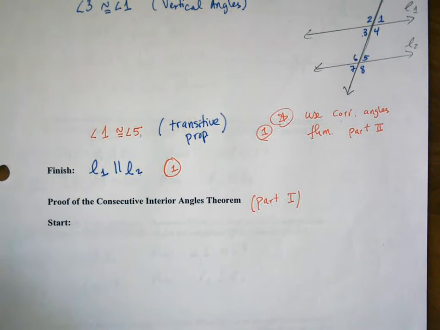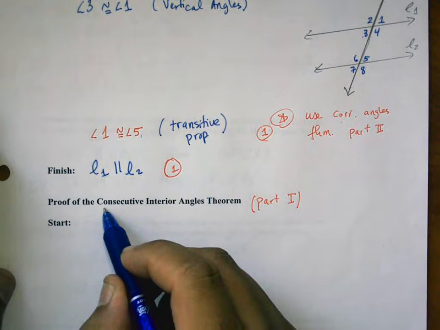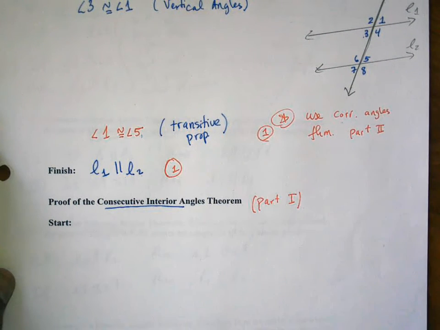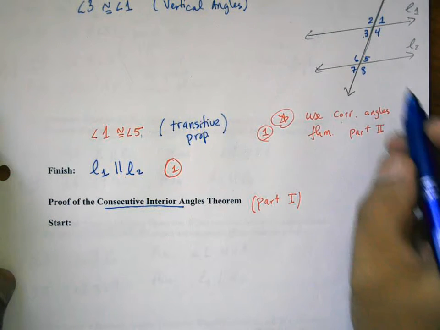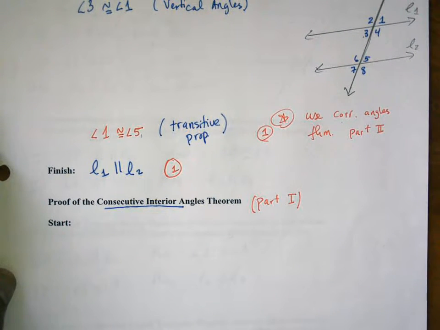Hello, geometry students. We reached the conclusion of this lesson, and this time we are going to prove that consecutive interior angles are supplementary if the two lines being cut are parallel.